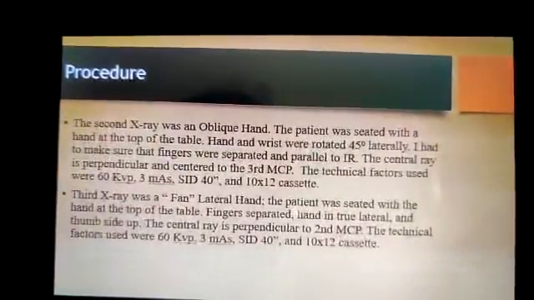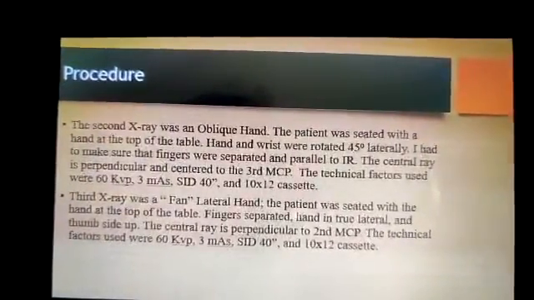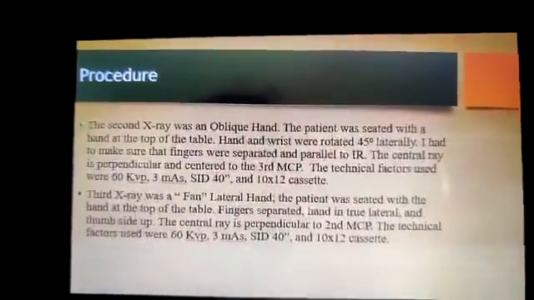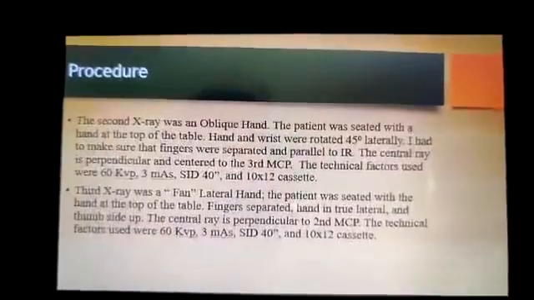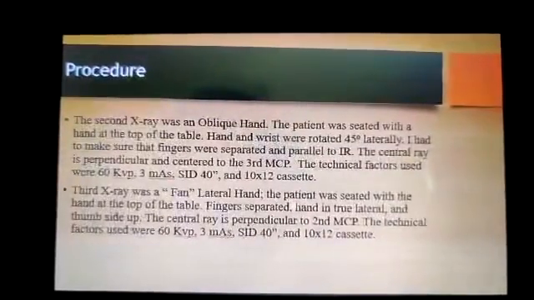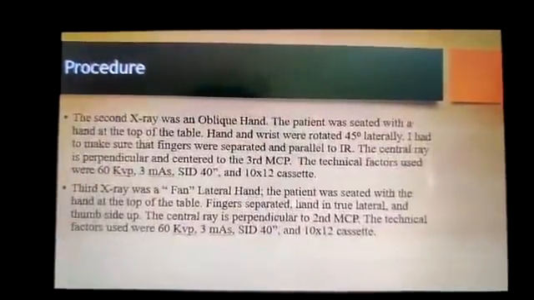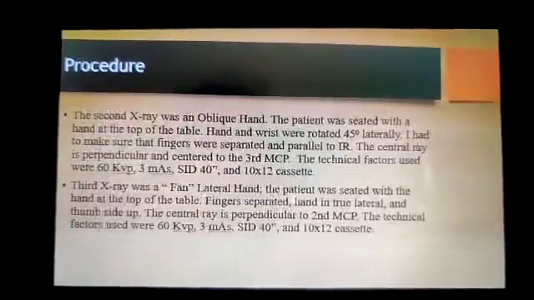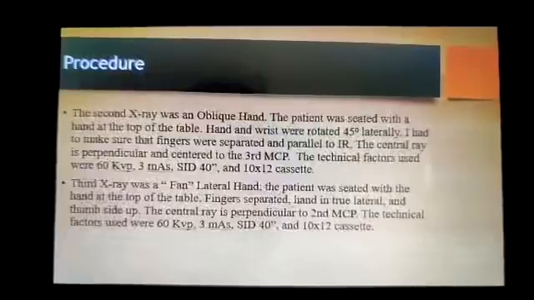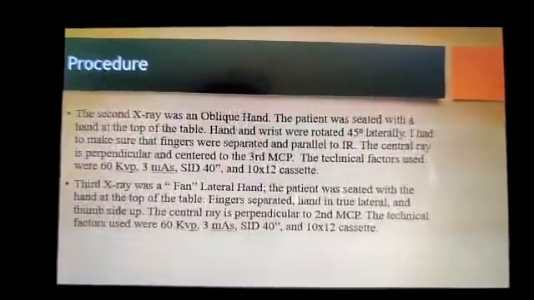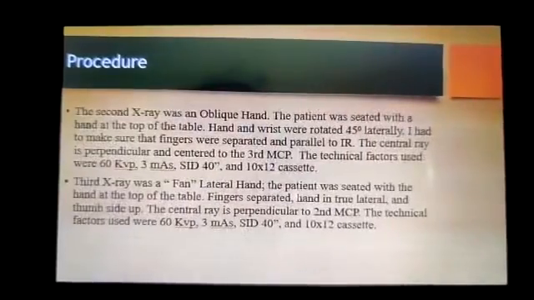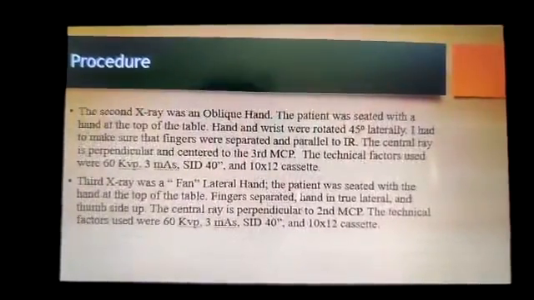The second X-ray was an oblique hand. The patient was seated with the hand on top of the table. Hand and wrist were rotated 45 degrees laterally. I had to make sure that the fingers were separated and parallel to IR. The central ray is perpendicular and centered to the third MCP. The technical factors used were 60 kVp, 3 mAs, SID 40 inches, and 10 by 12 cassettes.